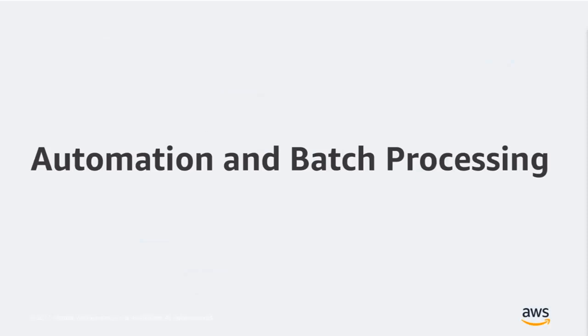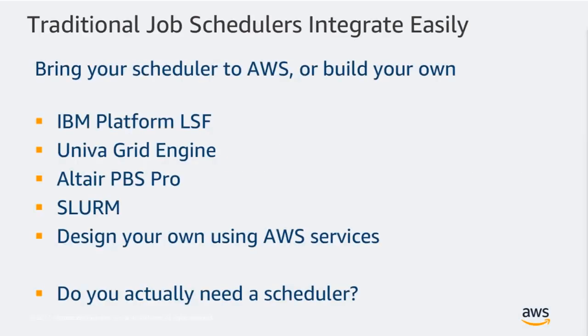Now that we have covered all the components of HPC Solutions on AWS, how do we actually use it? How do we start to bring it together? There are many schedulers and batch management systems in the HPC space. On AWS, you can bring those systems when you're moving your workloads, or you can design your system leveraging the breadth of services that AWS has to offer.